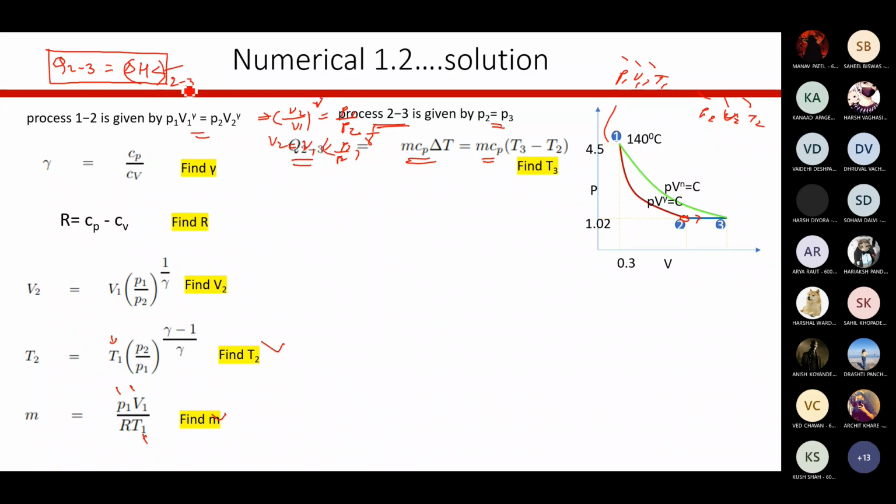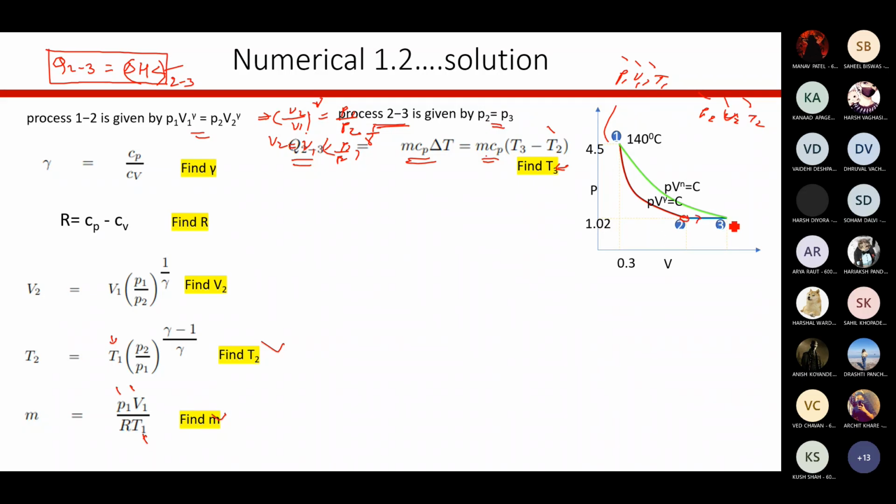So delta H for process 2 to 3 is known to us, something around 75 kilojoule they have given, right? So it means in this expression Q2-3 is known to me. So this side is known, M is known, Cp is known, T2 I calculated. So from this I can find out what is T3. Clear?